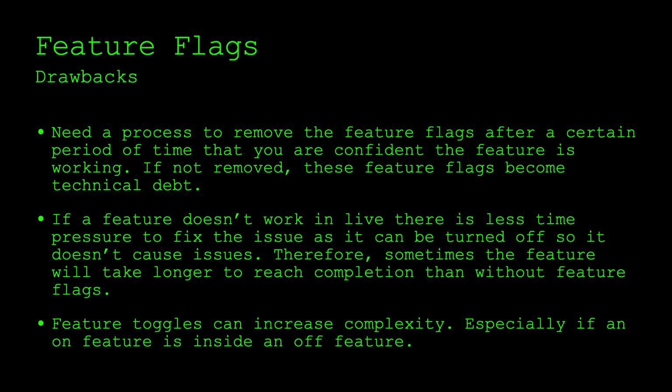Feature toggles can also increase complexity. An example of this is if you've got an on feature inside an off feature. Your off feature is basically off, so it doesn't get inside to check the next feature. That next feature is on, but it won't be available even though that flag is on, so it can be a bit confusing. You say you release something, but because it's inside an off feature flag, it's actually not released. It's not available to users, so that can complicate things a little bit.